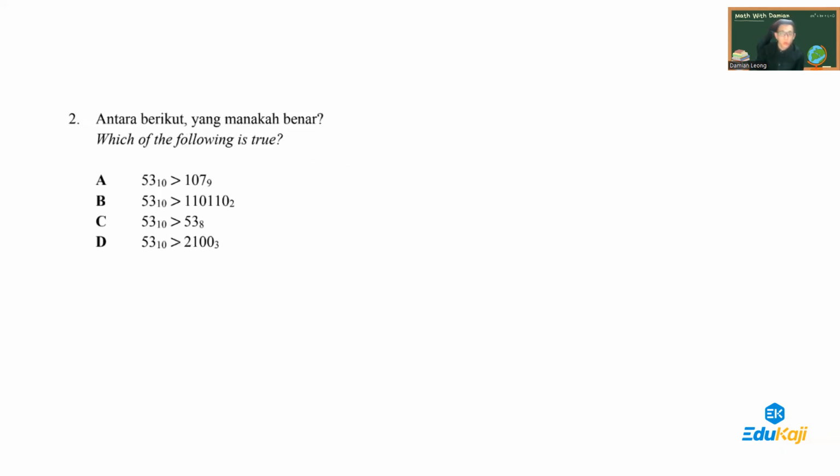Then question 2, which of the following is true? So here we compare with 53 in base 10. What we do is convert each of these to base 10 and see which is bigger. Power 0, 1, 2 means 9 to the power of 2 plus 7. So it's 88 in base 10, which is wrong.